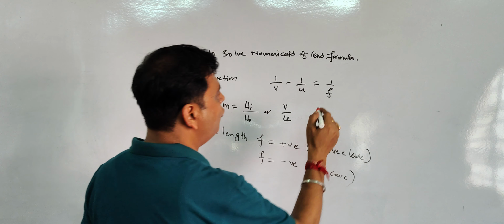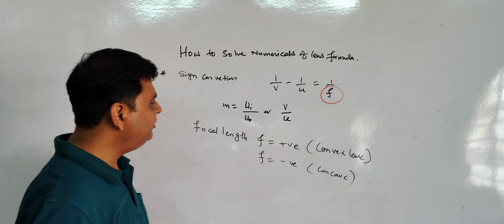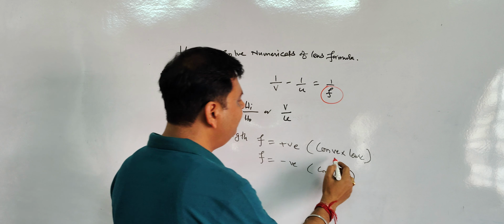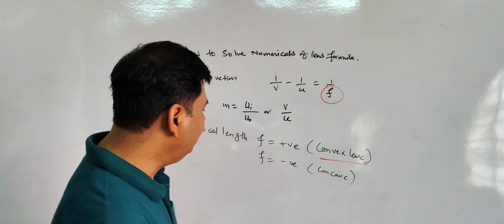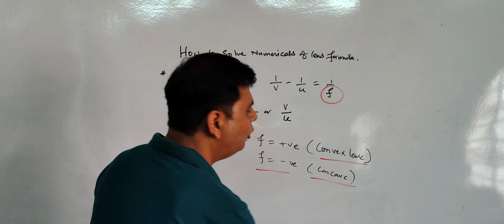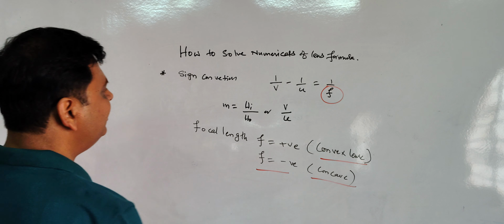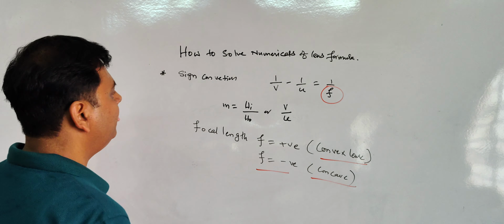And as far as focal length is concerned, always remember focal length is positive for convex lens and focal length is negative for concave lens. So these are the basic things that we have to understand.